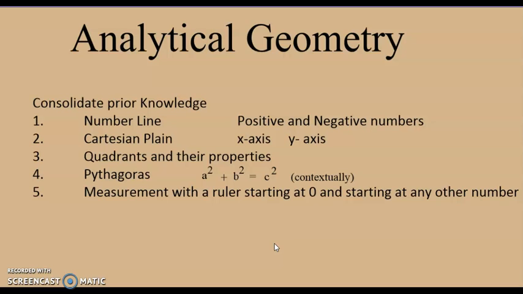Our prior knowledge should be the number line, where we are familiar with positive as well as negative numbers. We should be familiar with the Cartesian plane, where we have the x-axis and the y-axis. We should have worked with quadrants and their properties, and know Pythagoras: the square on A plus the square on B is equal to the square on C, if C is the hypotenuse. Measurement with a ruler starting at 0, and also a broken ruler that starts measuring at any other number, and still calculating the correct distance.